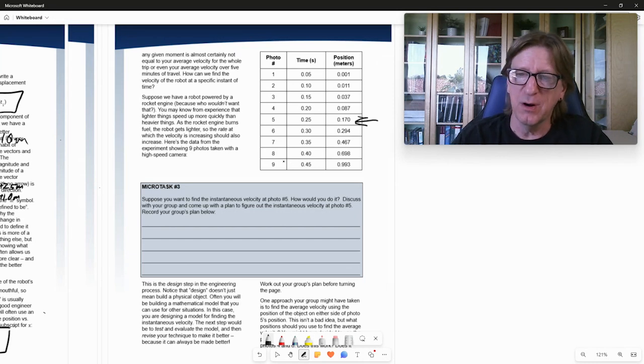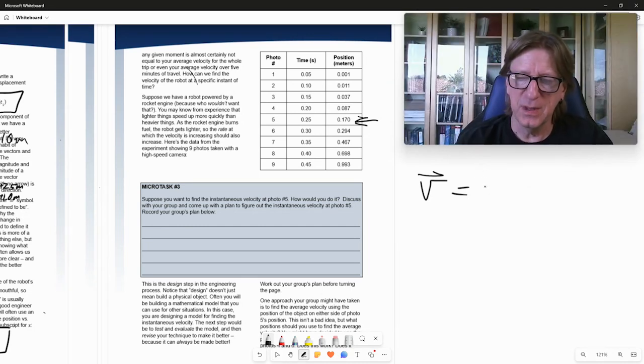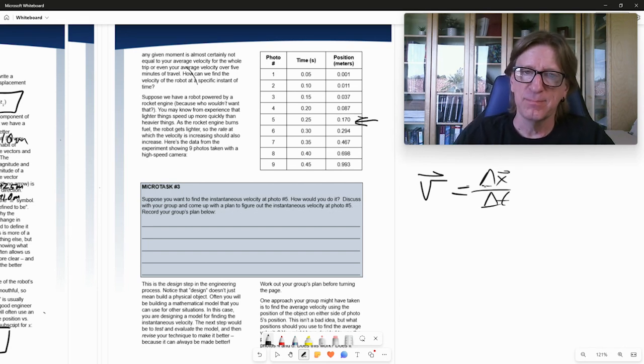Now remember, our only definition of velocity so far is, whoops, not that, the velocity, which is a vector, must equal, get my camera back, it always wants to flip out on me, there. So the velocity must equal the change in x, which is a vector, so the displacement, divided by the time. Can I do this with just one picture?